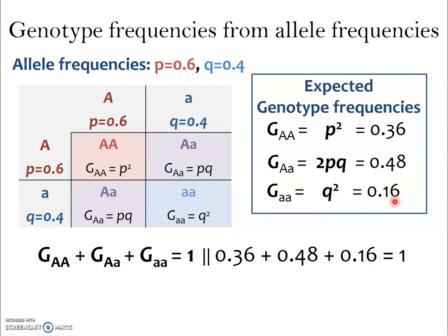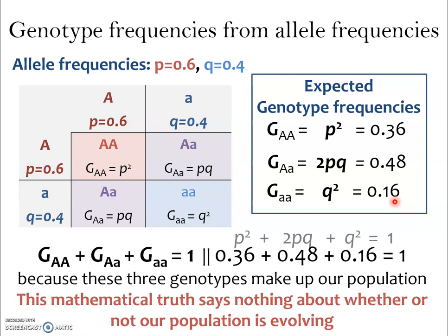Now you'll notice again, just like before, our genotype frequencies add up to 1. I'll come back to that gray part. This is because we have 3 genotypes in our population. Some proportion are homozygous dominant, some proportion are heterozygous, some proportion are homozygous recessive. And if we add up the proportions of all 3 types, we have 100% of the types. So our genotype frequencies, when added, should equal 1. This doesn't tell us anything about evolution.